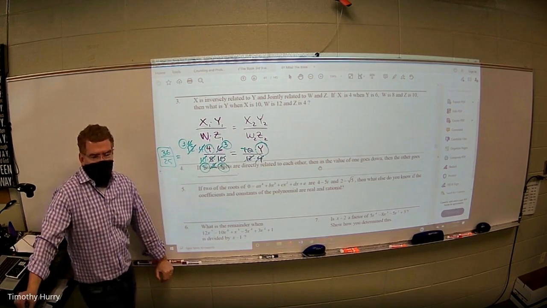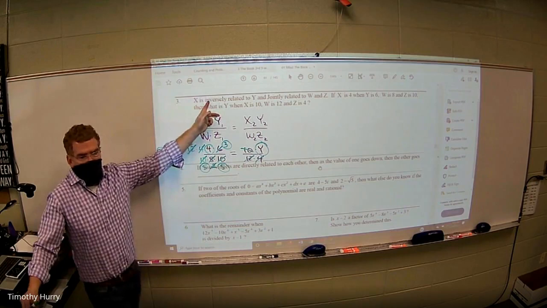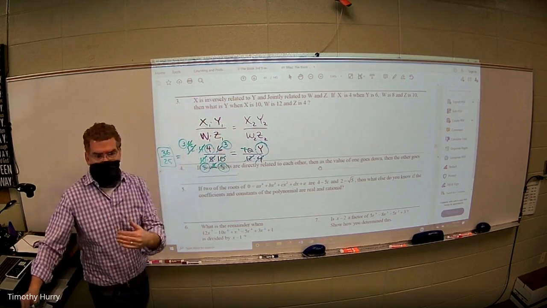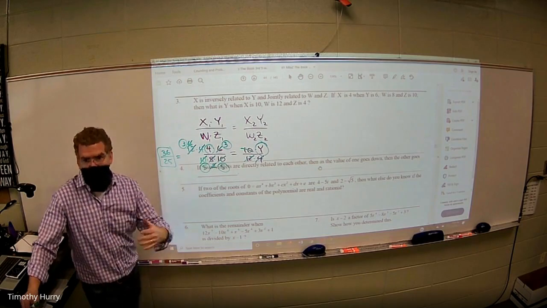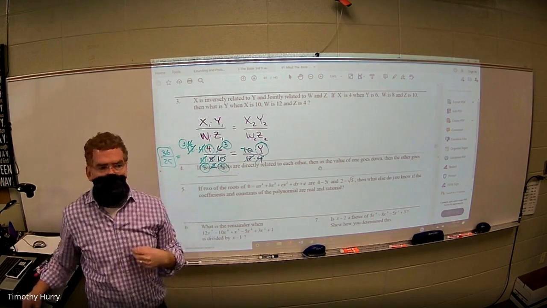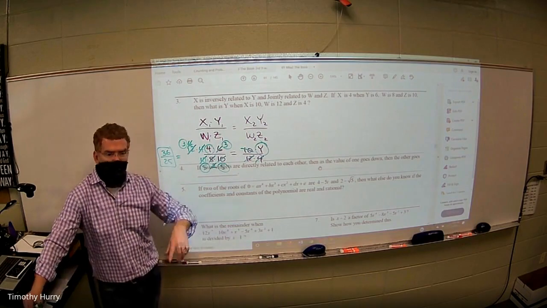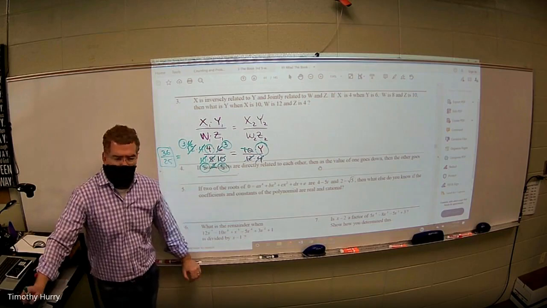Y'all seeing that? And remember, I could say the square of x is inverse. If I say the square of x, what do I write? X squared. If I say the square root of y, square root of y. If I say the cube of x, x cubed. The cube root of y, cube root y. So look for the words. Make sure you're careful with stuff like that.